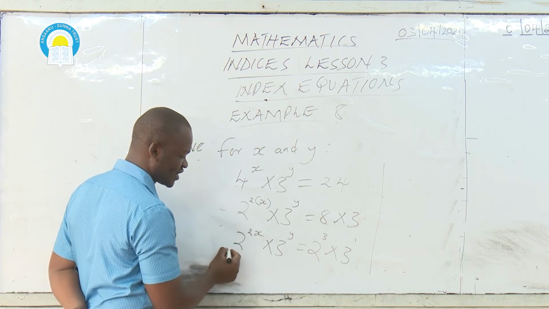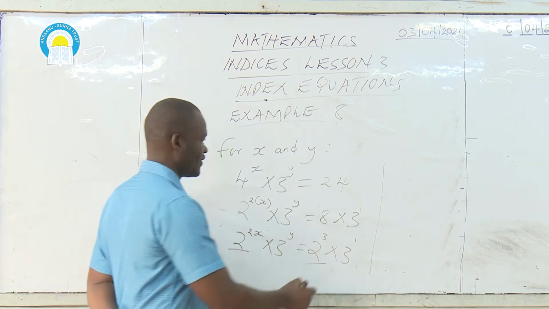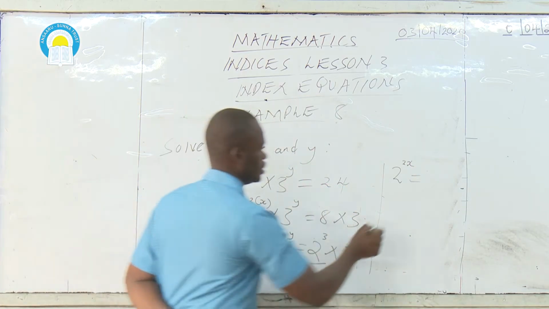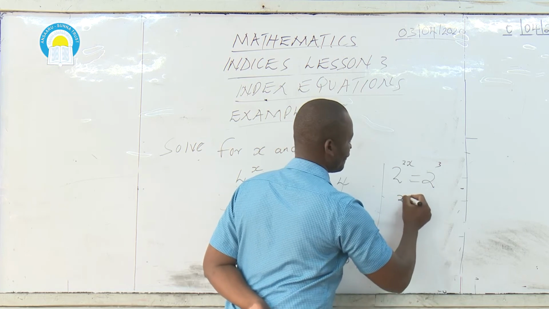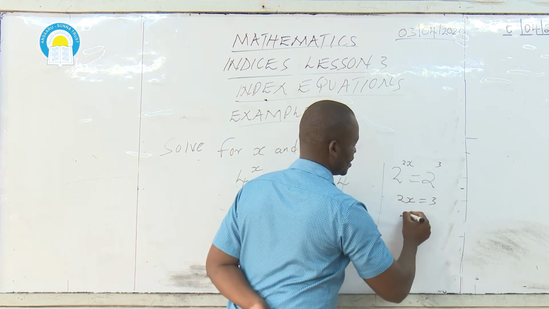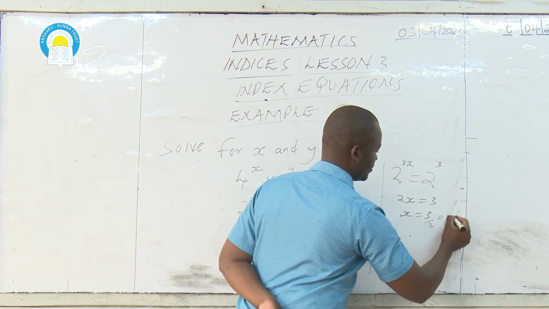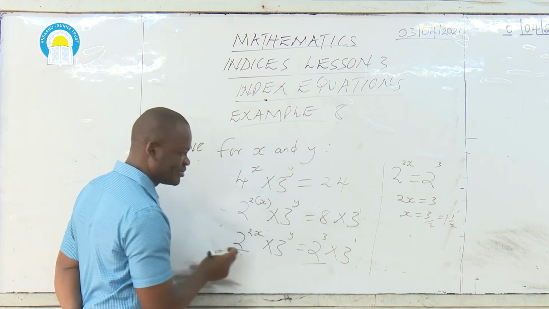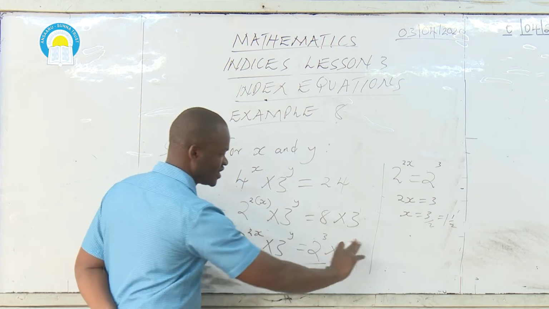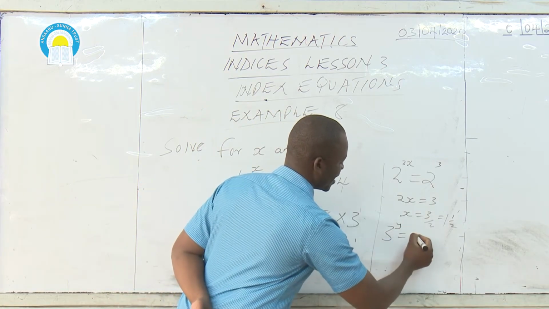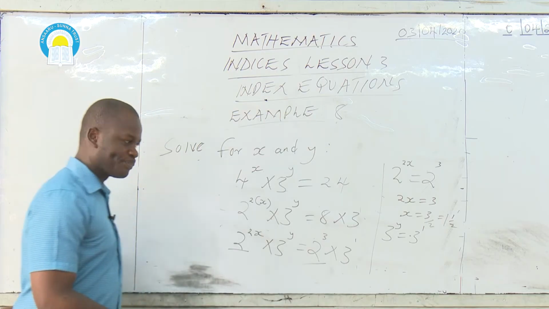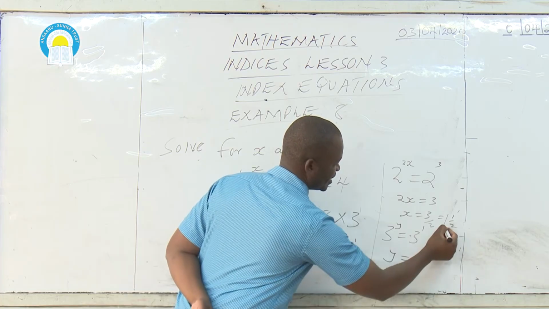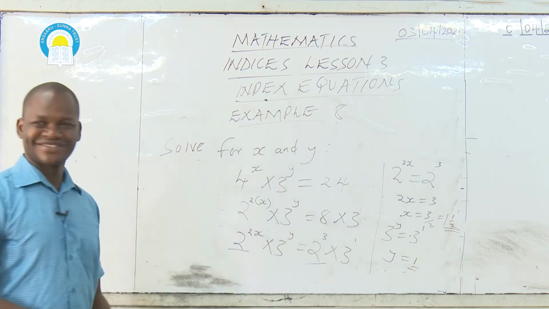So to get x, I equate this to that. So what do you have? 2 power 2x is equal to 2 power 3. Therefore, 2x is 3 and x will be 3 over 2, which is 1.5. So equate this to this. Why? They have similar bases. Next, equate this to that. So 3 power y is equal to 3 power 1. Meaning obviously y will be 1. So x is 1.5 and y is 1.